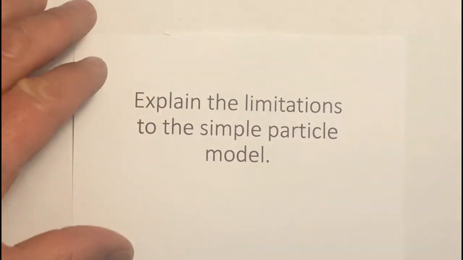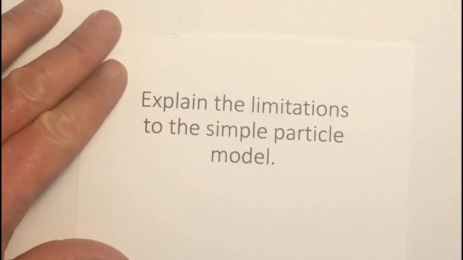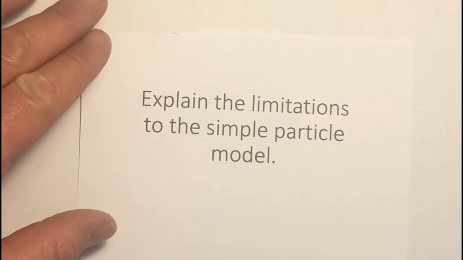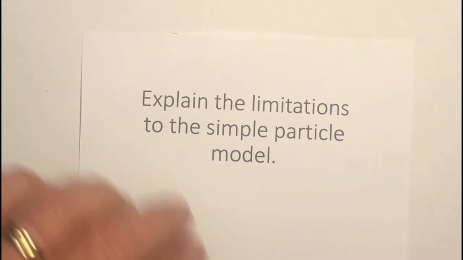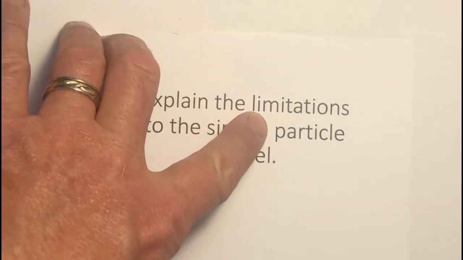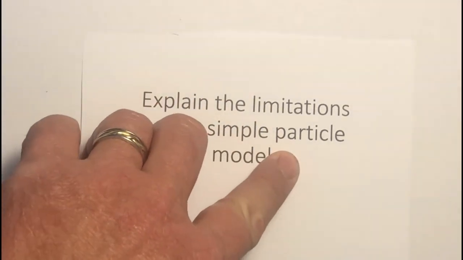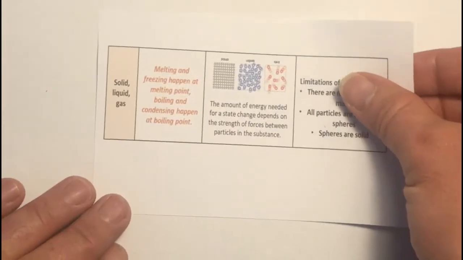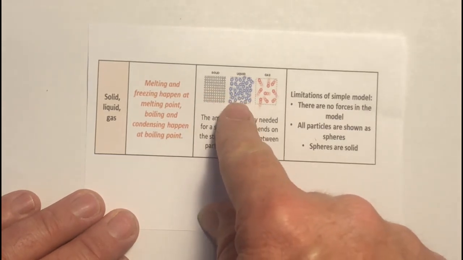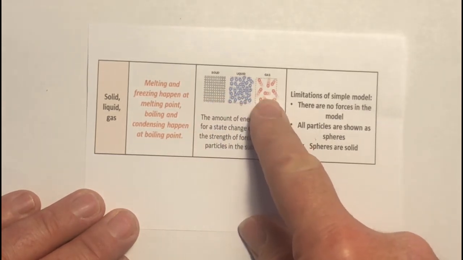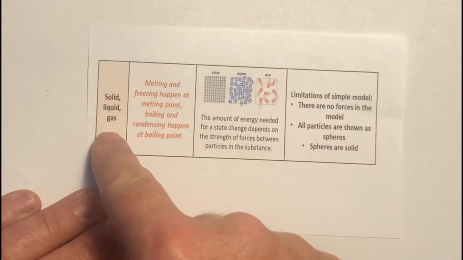Now, this question is a GCSE question that is quite challenging. You need to picture in your head exactly what's going on, and really think about the reason why this question may be there. It says, explain the limitations to the simple particle model. So the simple particle model is this: solid, liquid, gas, nice rows, a little bit higgledy-piggledy, gas flying everywhere. That is your solid, your liquid and your gas.